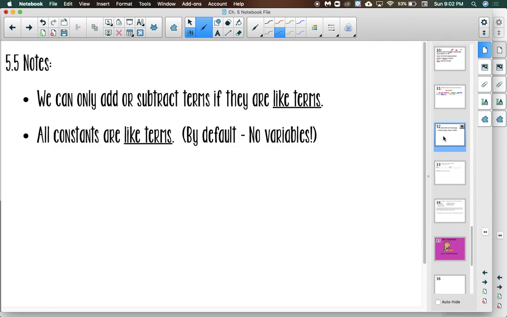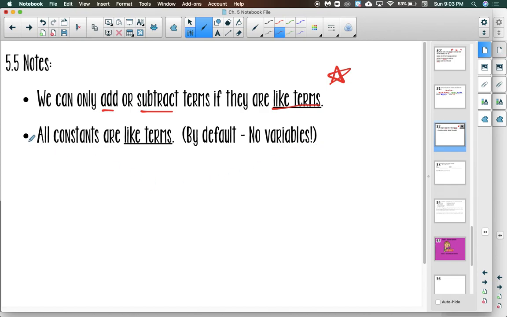Okay, let's talk about a couple more notes here. Some notes in 5.5. We can only add and subtract terms if they are like terms. That's a really important note. Make sure you put a star next to that. We can only add and subtract terms if they are like terms. We're going to add and subtract like terms very, very soon.